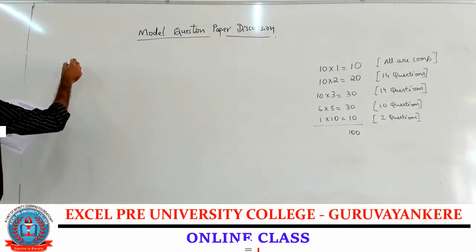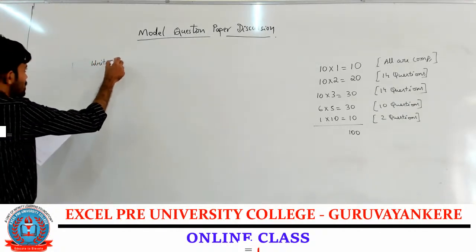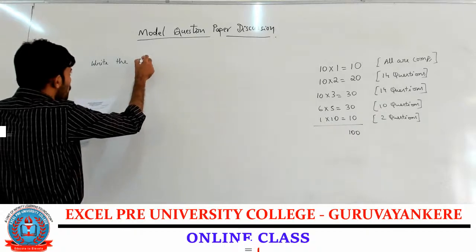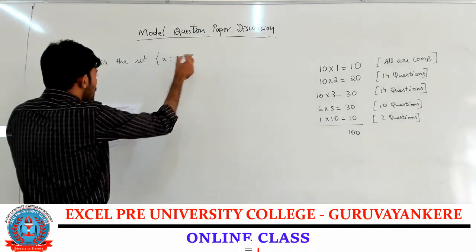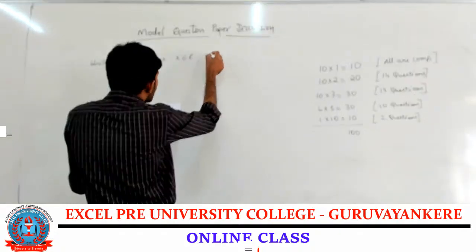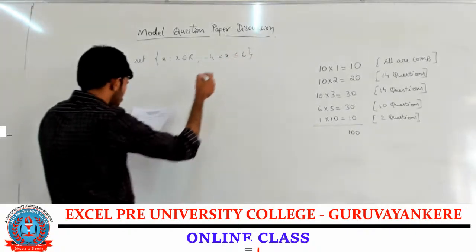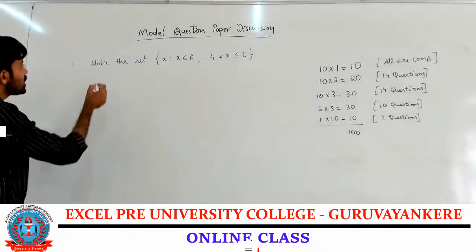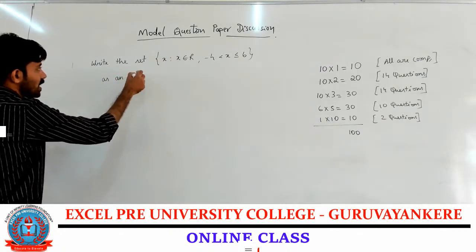Okay, first question, part A of the question paper, first one. Write the set of all x such that x belongs to R, minus 4 less than x less than or equal to 6, as an interval. You have to write this as an interval.